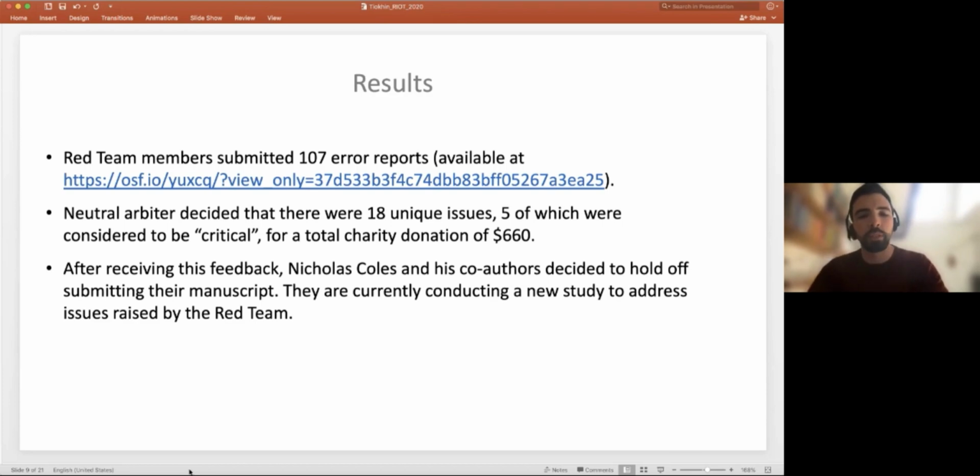And after the red team challenge, Nick had been ready to submit this paper with his co-authors, but Nick decided that the errors were substantial enough that they wouldn't submit their manuscript, and they decided to run follow-up studies in order to address some of the concerns. So yeah, this prevented a paper basically from being submitted in, I guess you could say, a less mature state than it could have been otherwise.